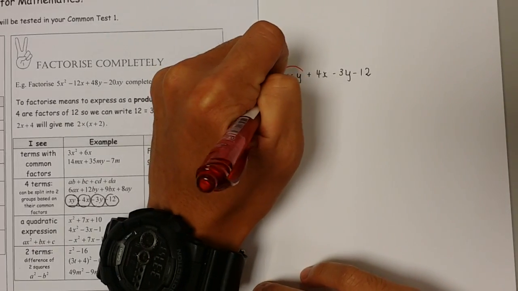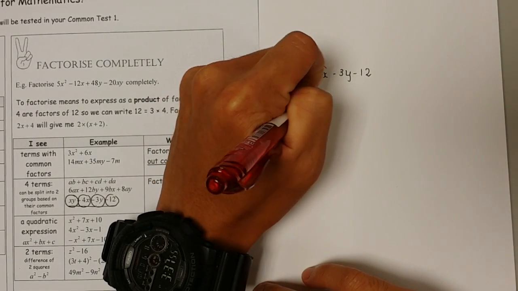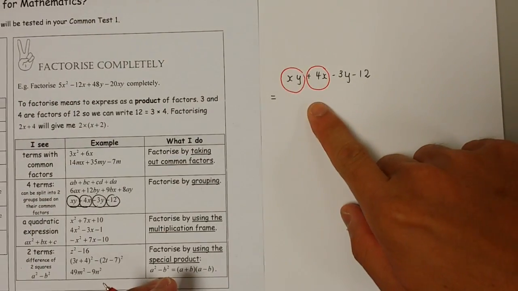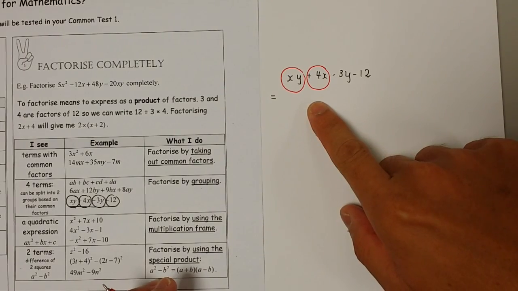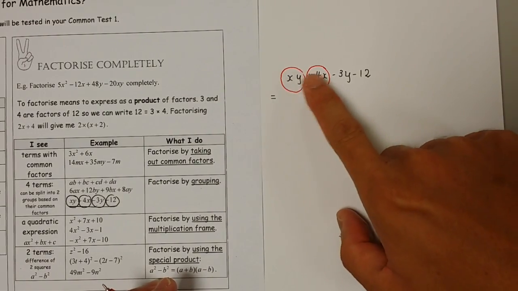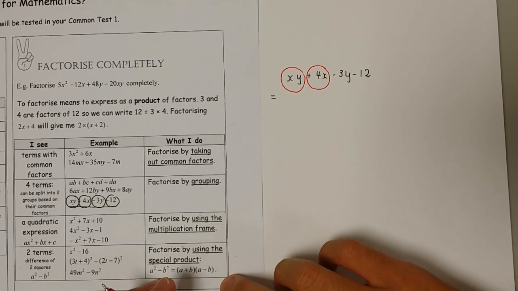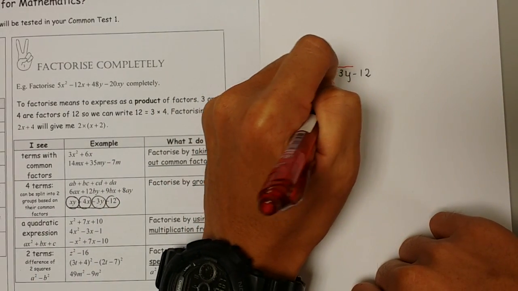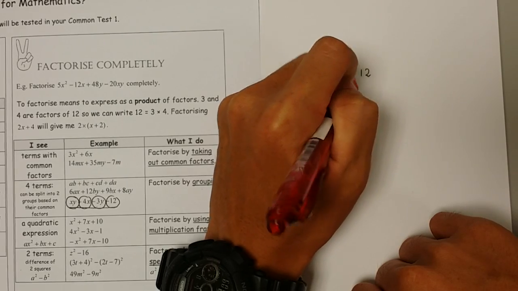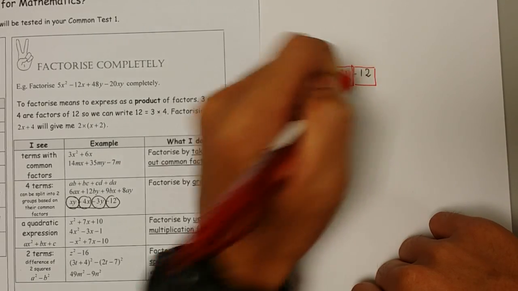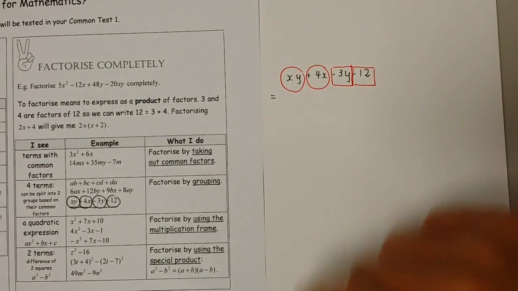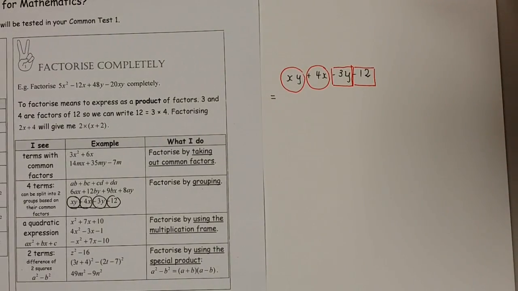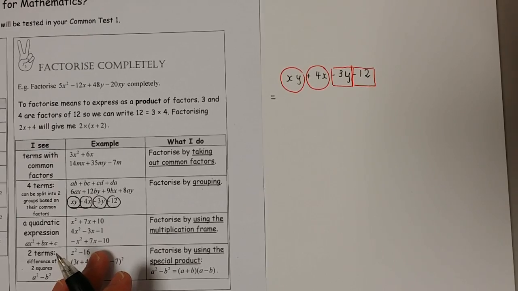So if we look at these 4 terms here, the terms xy and positive 4x can be considered as being in the same group because they share the common factor x. The other 2 remaining terms, negative 3y and negative 12, can also be grouped together because they share a common factor, negative 3.